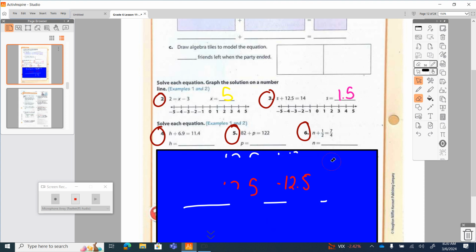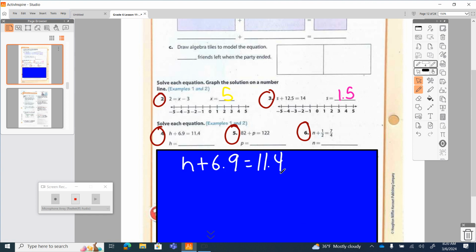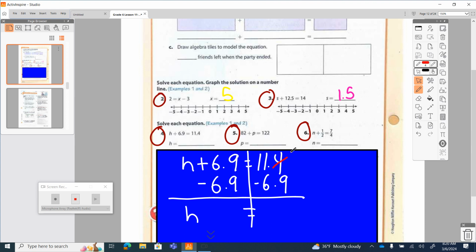Next one. H plus 6.9 is equal to 11.4. The opposite of adding is subtracting, the inverse operation. So we're going to subtract 6.9 on both sides. This 4 becomes a 14. 14 minus 9 is 5. Bring down my decimal. Okay, this is 10 minus 6 is 4. So my answer here is 4.5.